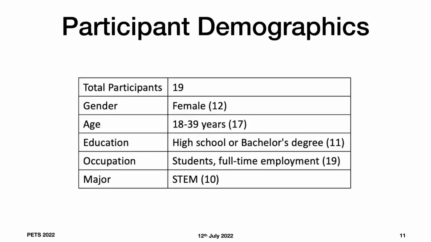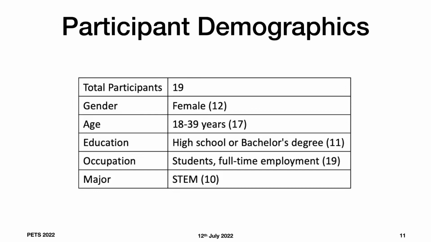We recruited a total of 19 participants from UNC Charlotte. The majority of our participants were females aged 18 to 39 years. Regarding the highest level of education achieved, majority of the participants had at least completed high school or bachelor's degree. Our participants were mostly students, but a few of them had full-time employment.